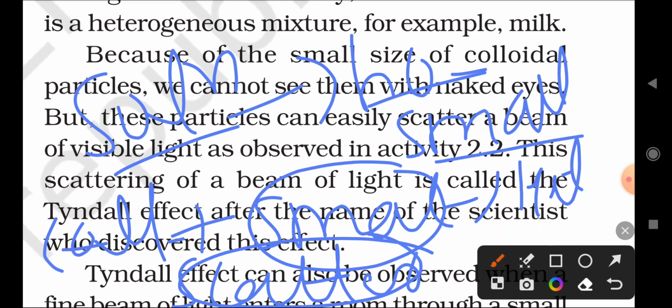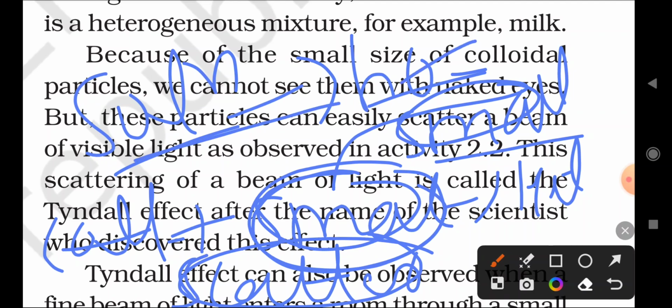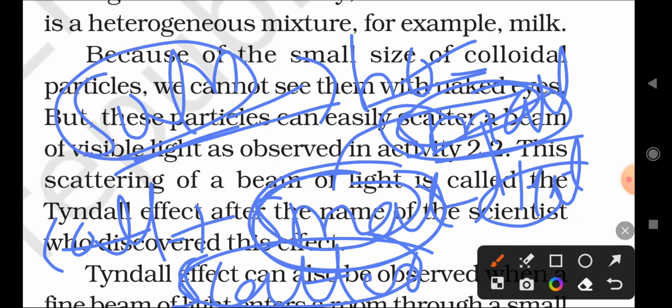A colloid is a heterogeneous mixture. Both have small particles, but in a colloid they can scatter the beam of light. In a solution, which is a homogeneous mixture, the particles are small and do not scatter the beam of light. And what is common is that the particles of a solution cannot be seen with our naked eyes, and colloidal particles also cannot be seen with our naked eyes.